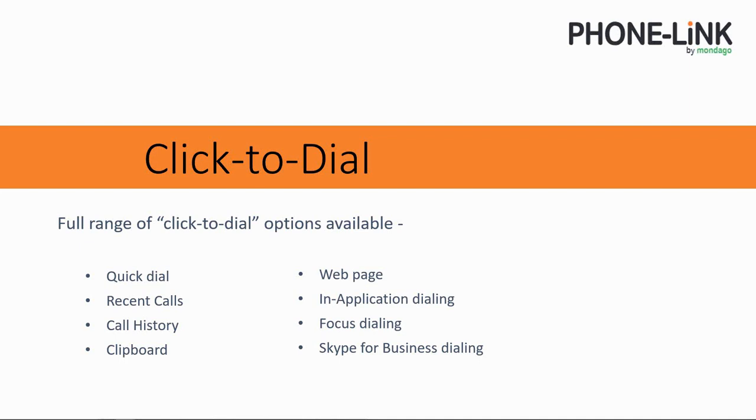We've talked about click to dial, and we've specifically mentioned that there are various boxes where you can just simply type in a number, press enter, and it will dial for you. Another way of doing click to dial is through the recent calls or the call history. But as you can see, there are a few other options that are still also available to you. So what I'm now going to do is show you how to do clipboard dialing and web page dialing.